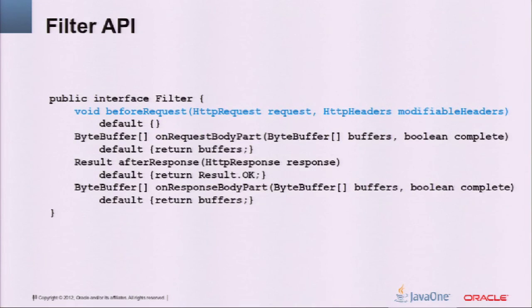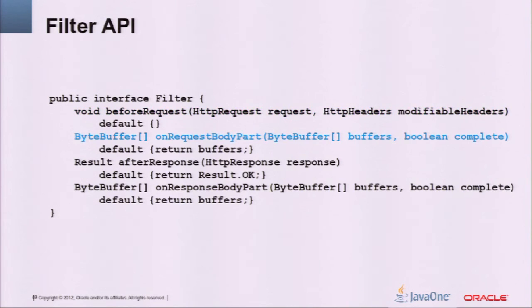There are 4 methods on the filter interface, and each will have a default implementation. So our filter implementers only need to implement the specific methods that they're interested in. Before a request is called once for every request, and it's given an HTTP request and a modifiable HTTP headers object if the implementation needs to modify any headers.